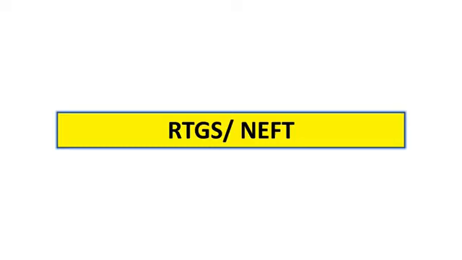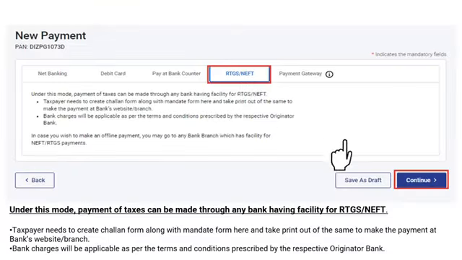If you wish to make the payment through RTGS or NEFT mode, you can select the mode of payment and then click on Continue button. Here you would be required to create a Challan form along with a mandate form, take a printout of the same, and then visit the bank's website or branch. Please note that bank charges will be applicable as per the terms and conditions prescribed by the respective originator bank.